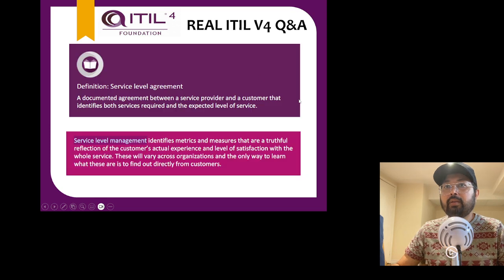Next, here is the definition from the real books. Service level agreement and service level management. So come to the point, what is a service level agreement? A documented agreement between a service provider and a customer that identifies both the service required and the expected level of service. This service level agreement is also called SLA.